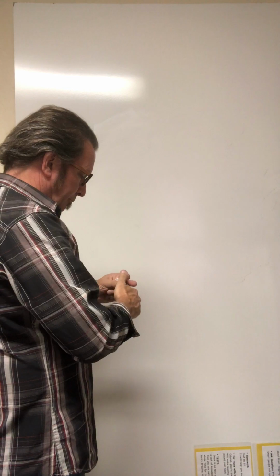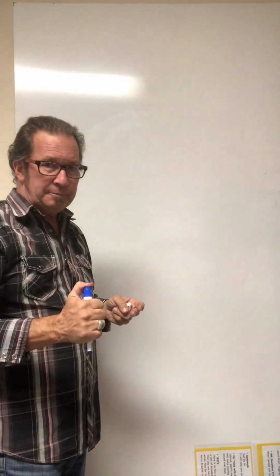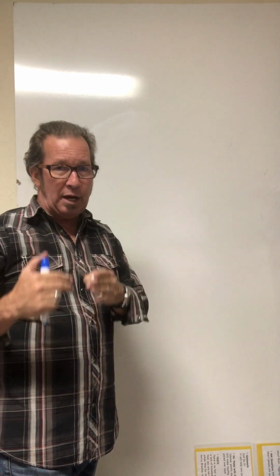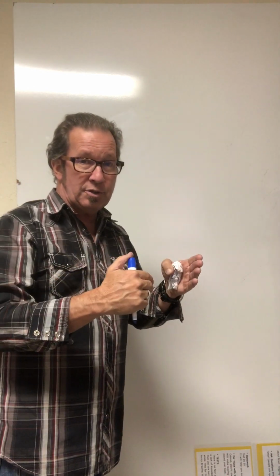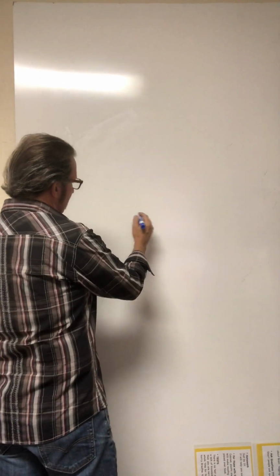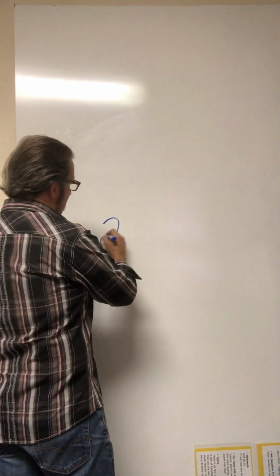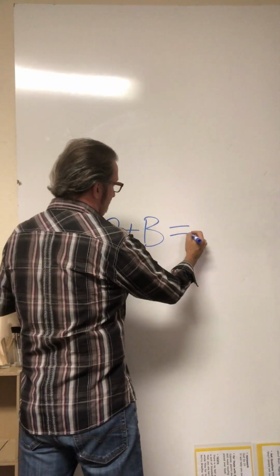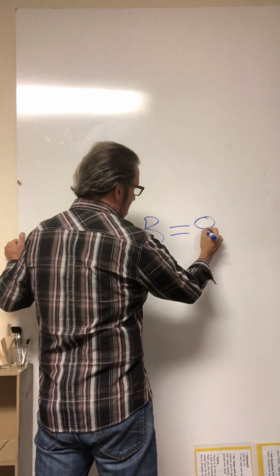So, math is fair. You can pretty much do whatever you want. When you're looking at an equation, you can do whatever you want to one side as long as you do the same to the other. So, if we look at this, and we have 2 plus b equals 8.